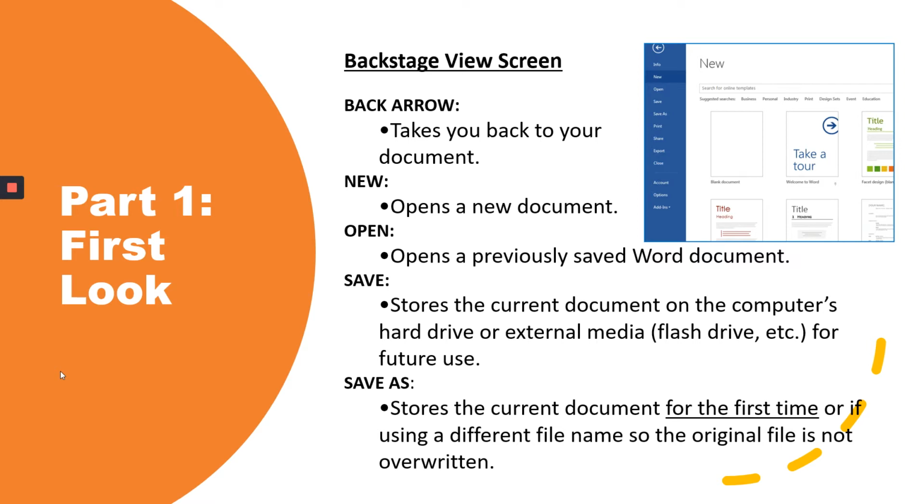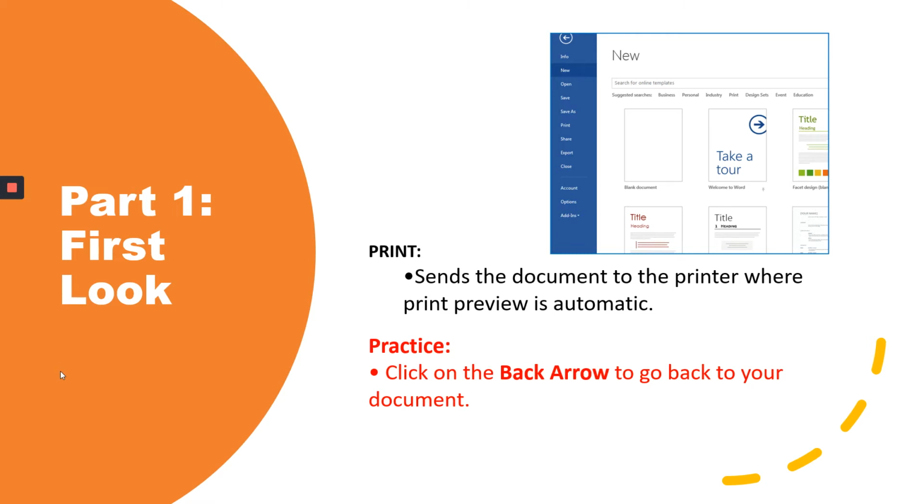Save stores the current document on the computer's hard drive or external media like a flash drive for future use. Save As stores the current document for the first time, or if using a different file name so the original file is not overwritten. The difference between Save and Save As is the first time you're saving a document. After that, you can use Save. Print sends the document to the printer, where print preview is automatic.